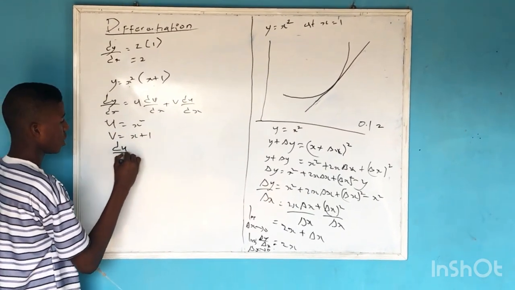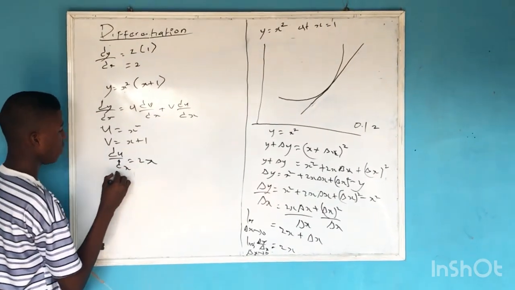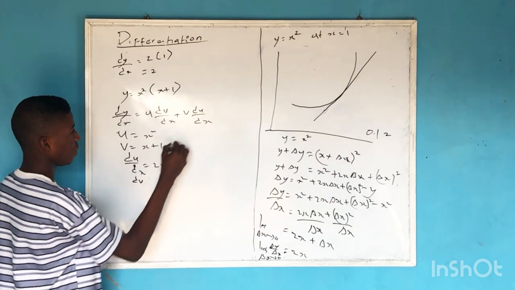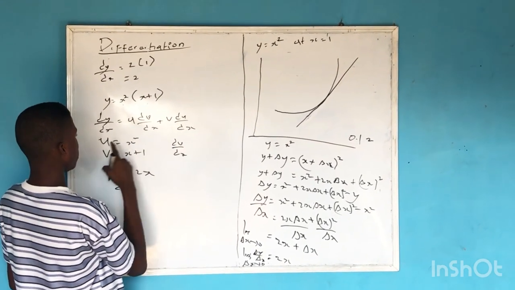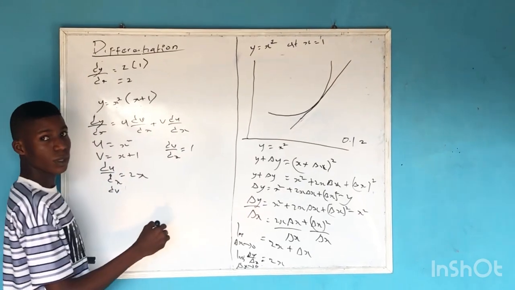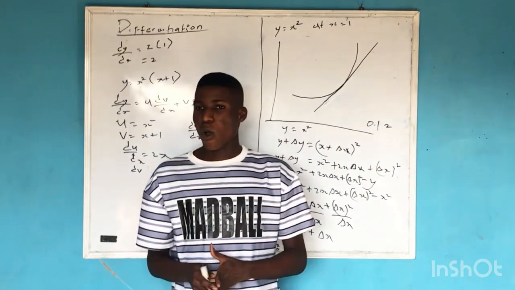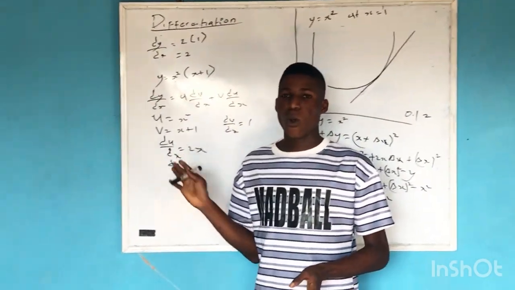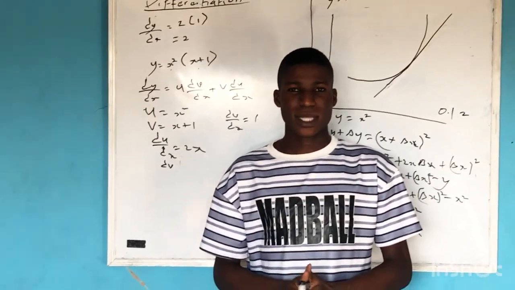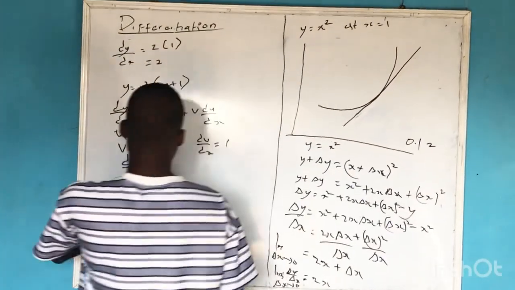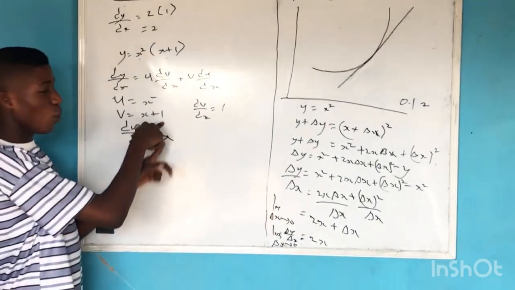Our du dx is 2x and my dv dx is 1. Because if we are looking at the differentiation of any expression, we assume every number is a constant, and the differentiation of any constant is 0. So the 1 here does not carry x, meaning that the differentiation of 1 here is a constant, which is 0.